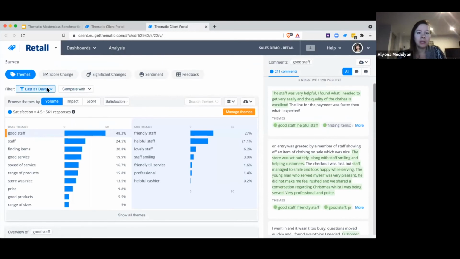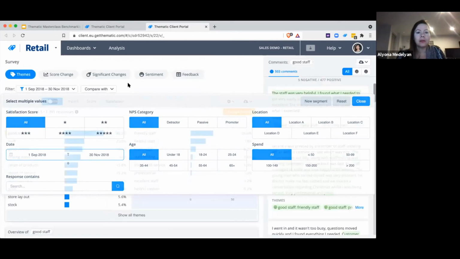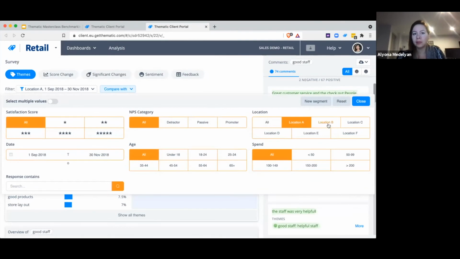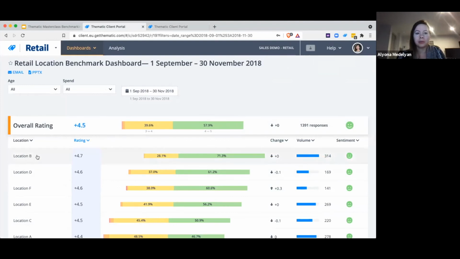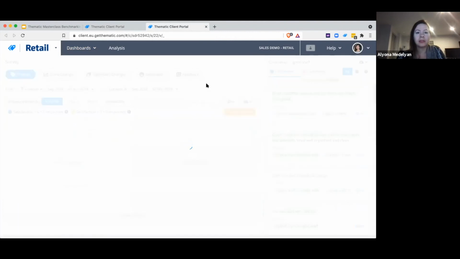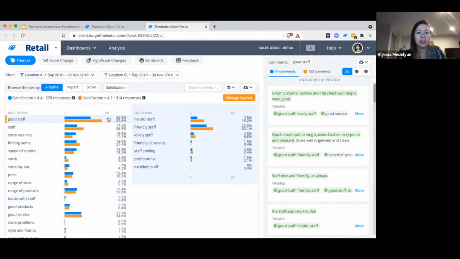So we jump into the analysis view, and what we do here is very similarly select the same time period. Now we select location A. So this just filters down to location A responses, and you can see the majority of them are positive. So let's look back and see which one we should benchmark against. Let's benchmark against location B. So now we have location B shown in orange, same time period, so it's comparable. And we can see that location B has better staff, just like in our example in the slides that I shared.